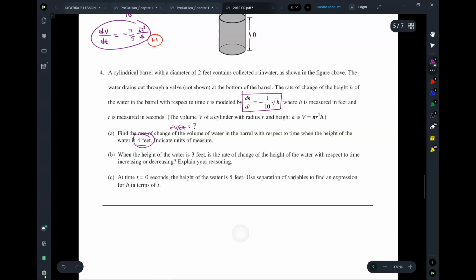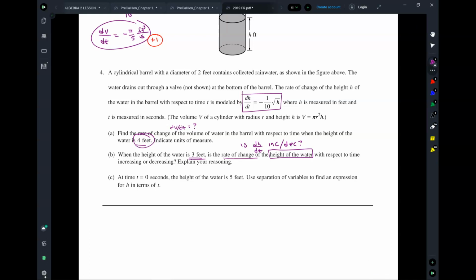When the height of the water is 3 feet, is the rate of change of the height of the water with respect to time increasing or decreasing? So what quantity is that? The rate of change of the height of the water, that's dH/dt, correct? Okay, so hang on. You don't want to know what dH/dt is. You want to know, is dH/dt increasing or decreasing?